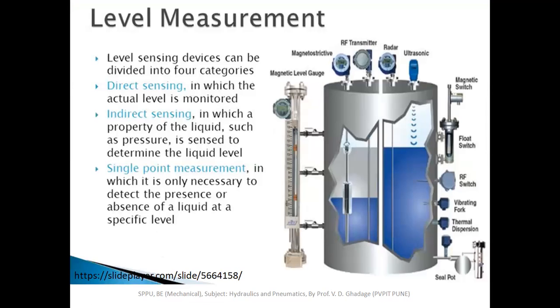Level measurement: level sensing devices can be divided into 4 categories. Direct sensing, in which actual level is monitored, and indirect sensing, in which a property of liquid such as pressure is sensed to determine the liquid level. Single point measurement, in which it is only necessary to detect the presence or absence of liquid at 2 specific levels. We can see here level measurement devices.